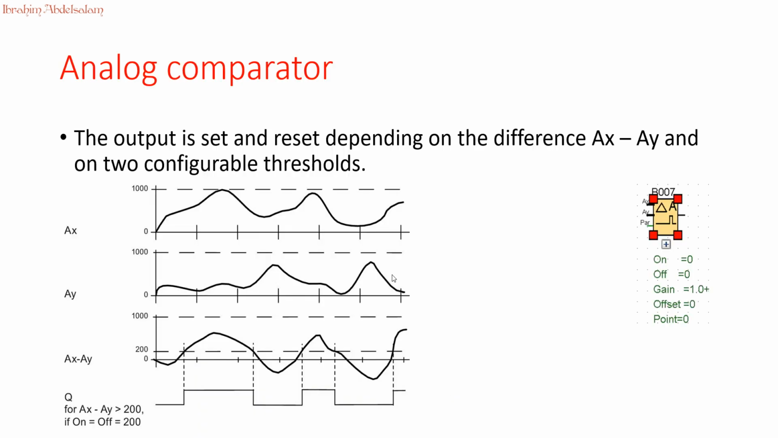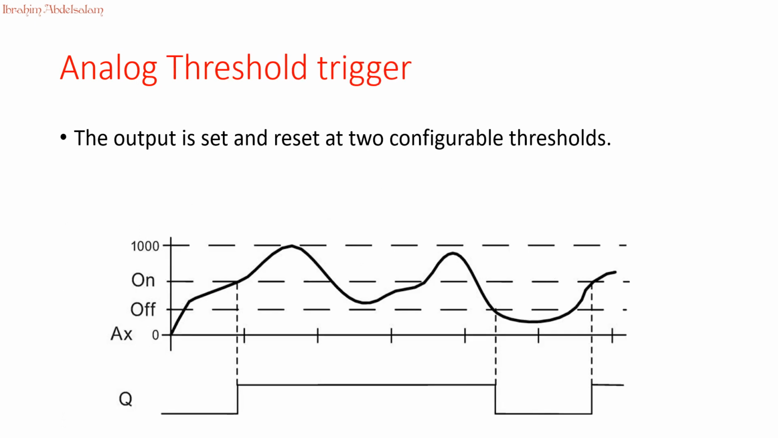We have some blocks that help in our programming. First is the analog comparator. We can use it to compare two signals and get on or off based on the difference. For example, AX and AY. If AX is greater than AY, the output will become high, as can be clear from this figure. And at this point, AY is greater than AX, the output will become 0. This is the analog comparator. Next, the analog threshold trigger. It has a digital output based on an on and off value or preset value.